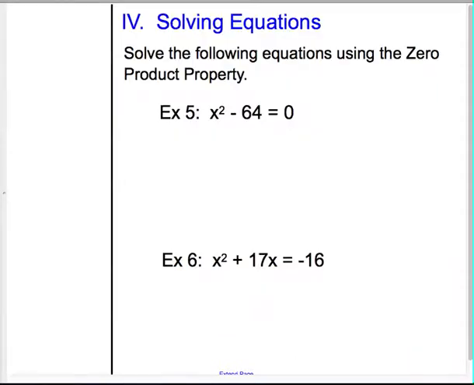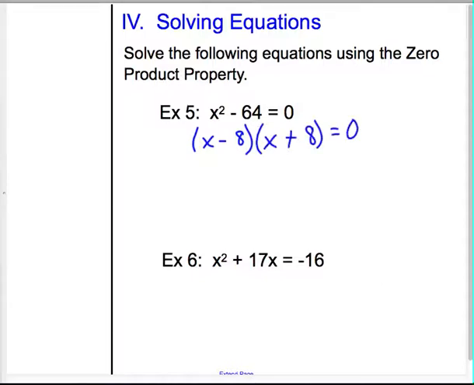The last piece is solving equations using that zero product property. So the first thing we do is set the equation equal to 0 if it's not already equal to 0. Our first example, we have our equation equal to 0, so we factor. This is a difference of squares, so we've got x minus 8 times the quantity x plus 8 equals 0.